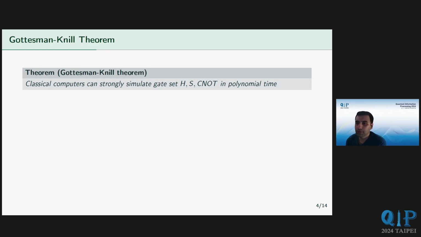One very important theorem we have in quantum computing is the Gottesman-Knill theorem, which says that if you have a quantum circuit consisting of only three gates, H, S, and CNOT, then you can simulate it efficiently on a classical computer. Recall that we had four universal gates, and here we are excluding the T gate. The proof is based on the stabilizer formalism.